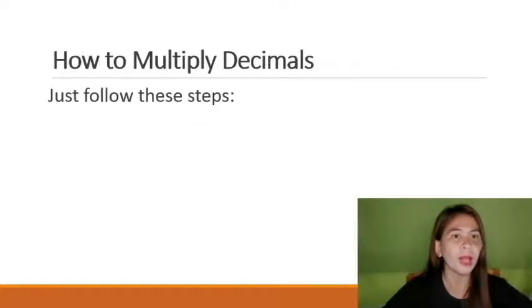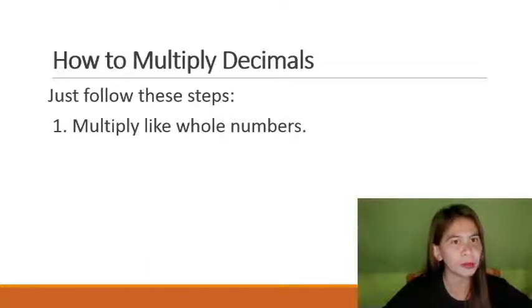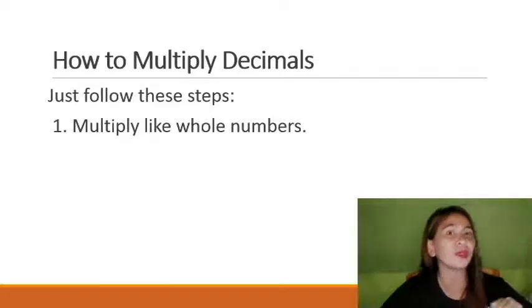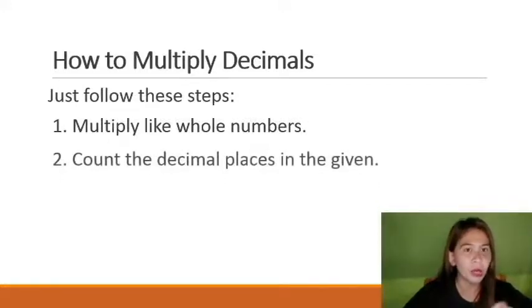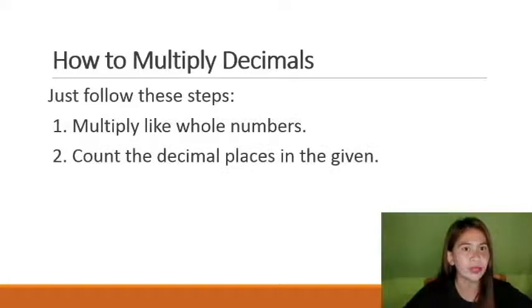Una, multiply like whole numbers. I-multiply lang daw nato siya sama sa nag-multiply ta og whole number. It means i-disregard sa nato si decimal point this time. Ikaduha, count the decimal places in the given. So atong i-count, pila kabuok decimal places ang first nga factor, ang ikaduha nga factor, and then we have to sum up.